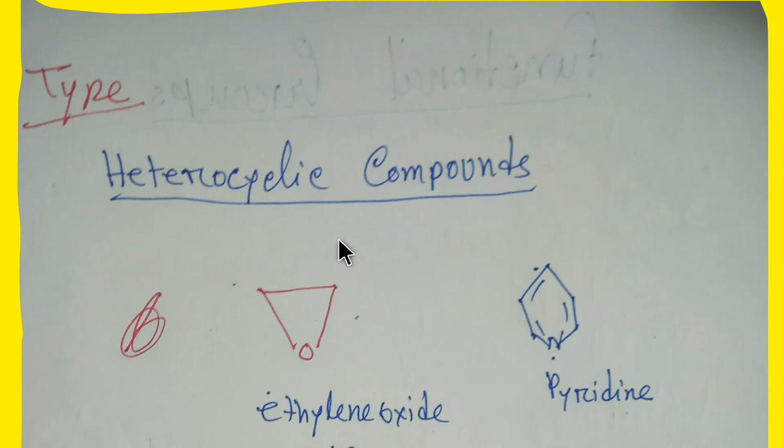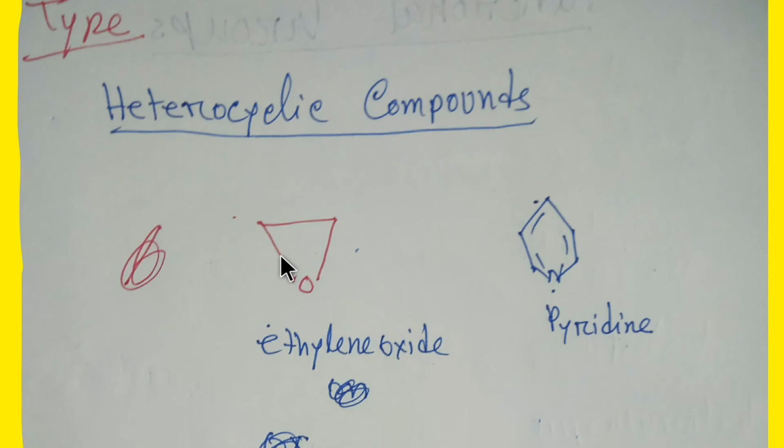Okay, heterocyclic compound, right? Let me tell you what is a heterocyclic compound. Heterocyclic compounds are cyclic compounds in which the ring atoms are carbon and some other element like nitrogen, sulfur, oxygen. Right, so let me give you the clear definition. Cyclic compounds in which the ring atoms are of carbon and some other elements like nitrogen, sulfur, oxygen are called heterocyclic compounds. For example, this is pyridine, this is ethylene oxide.